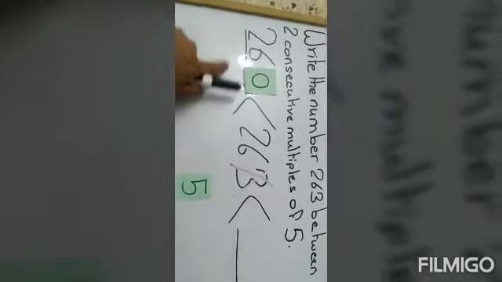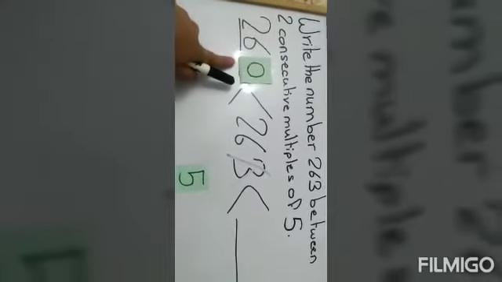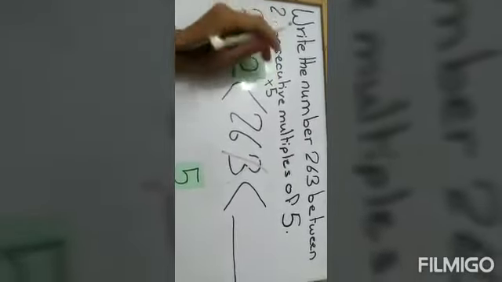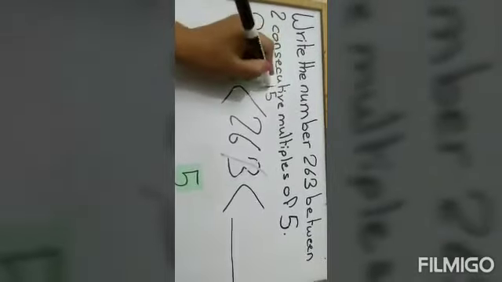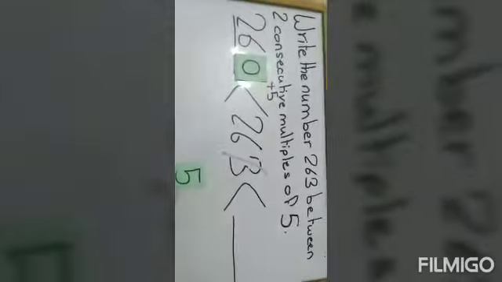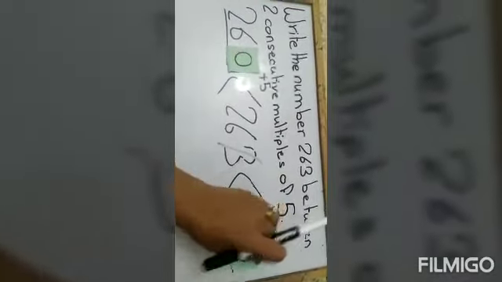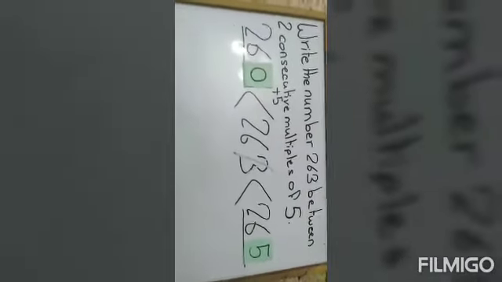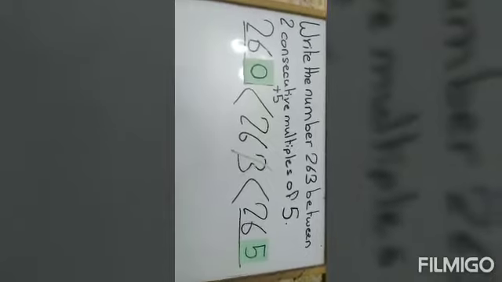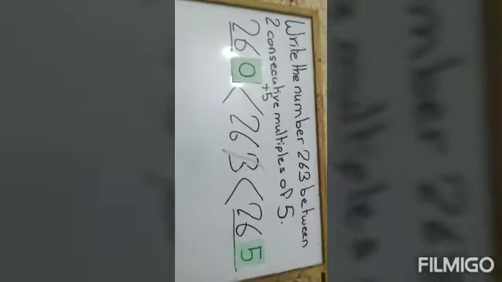So we'll get 260. Then we add to the first number we obtained plus 5, since it is a multiple of 5. 260 plus 5, we will get 265. So 263 is between 260 and 265. They are both multiples of 5 because they end in 0 and in 5.